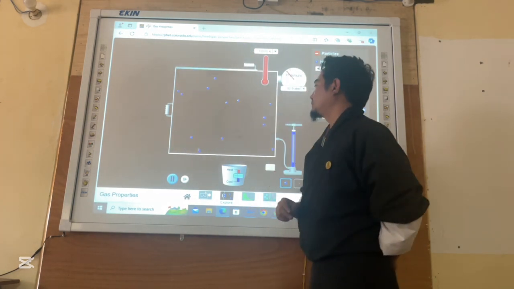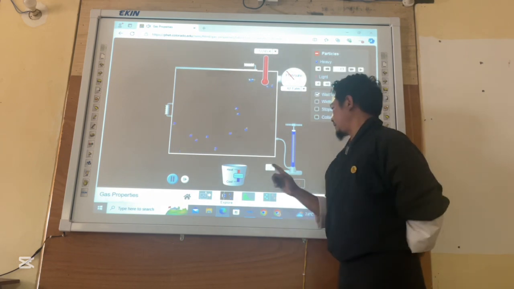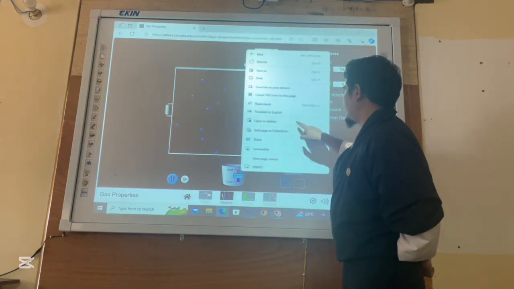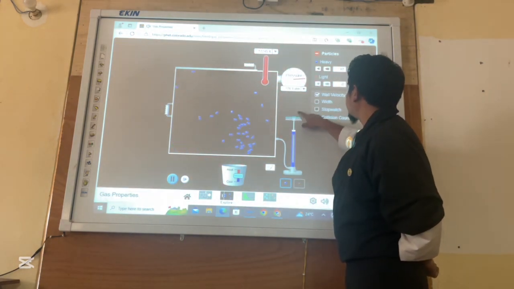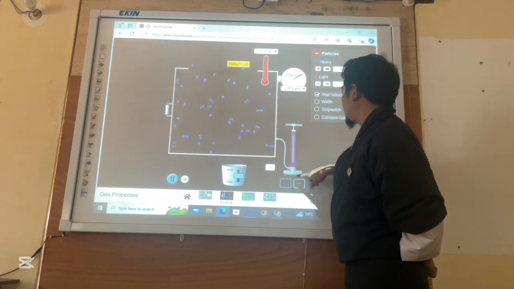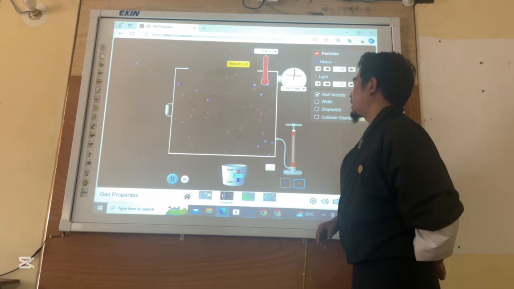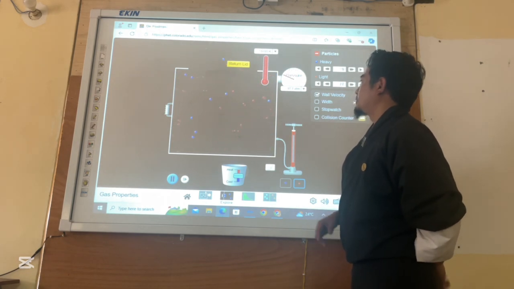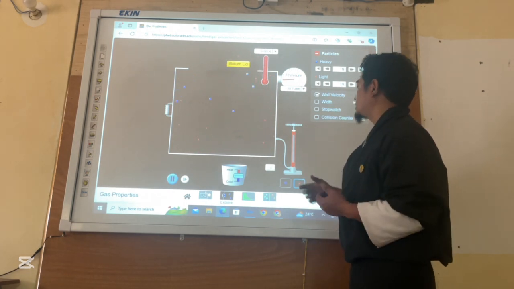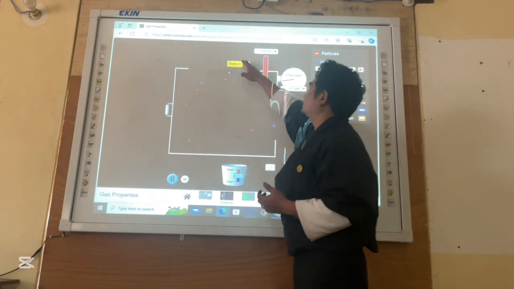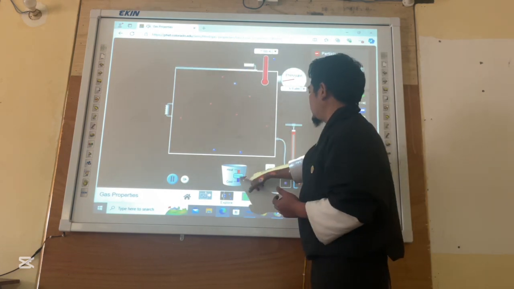Close the lid. Again, if I introduce some more particles like this here, heavy particles and lighter particles, you can see this is what happens. There will be collision between the particles as well as with the walls. Okay, and lower the temperature.